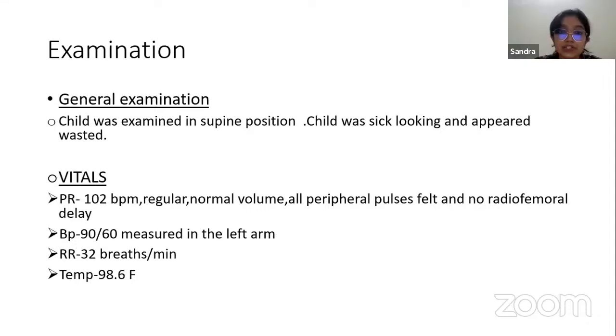Examination, general examination. The child was examined in supine position. Child was sick looking and appeared wasted. Vitals: the pulse rate was 102 beats per minute, regular, normal volume, all peripheral pulses felt, and no radiofemoral delay. So this is the point which I want to tell you. In the examination, I said your examination and history should go hand in hand.